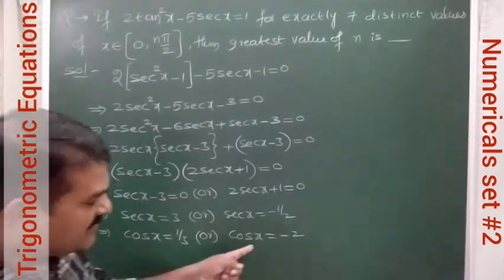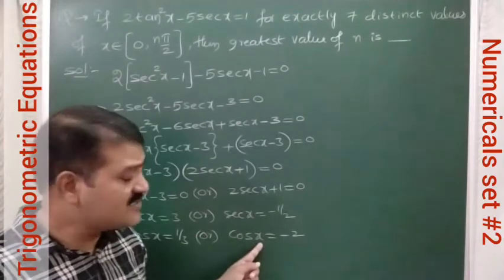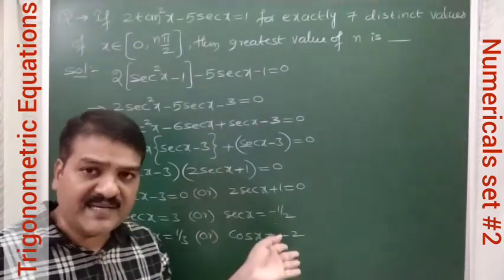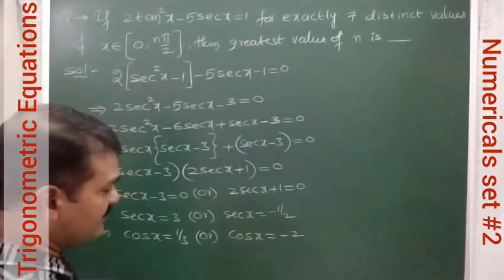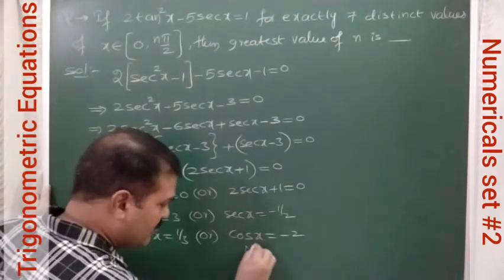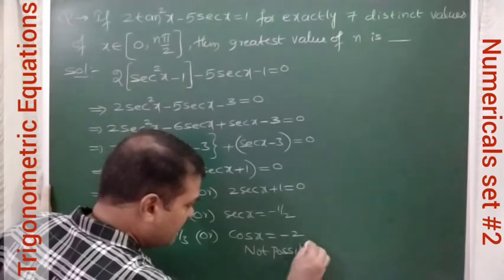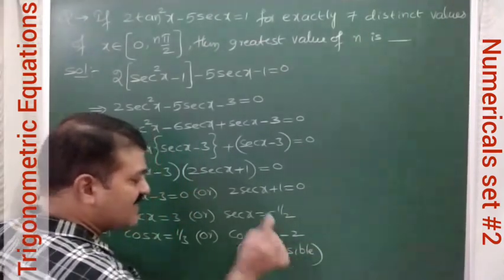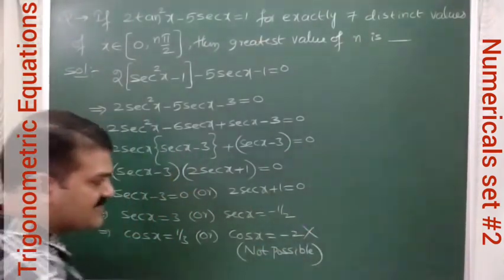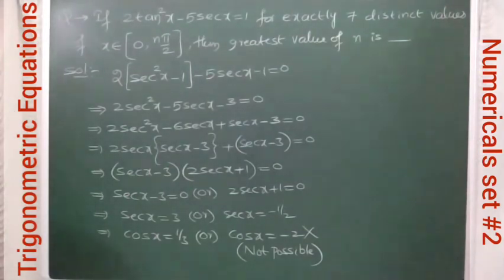So is this possible? No, because cos x always lies between minus 1 and 1, we know. So therefore cos x is equal to minus 2 is not possible. So we can simply eliminate this condition. Only this is left. So cos x is equal to 1 by 3.